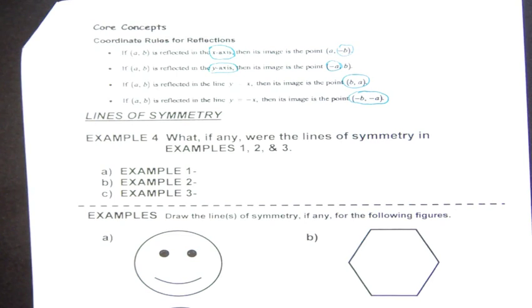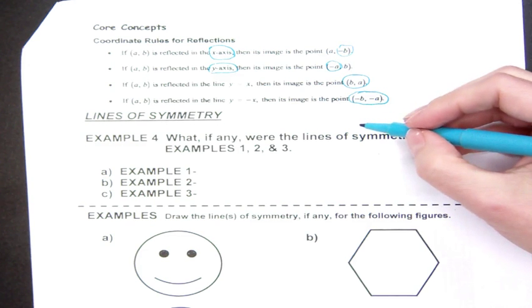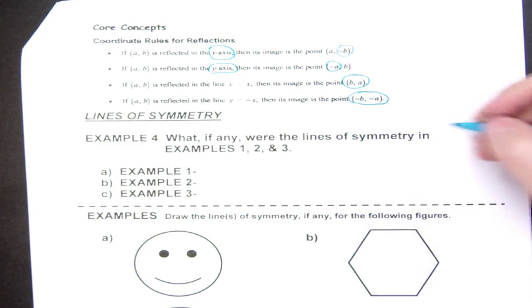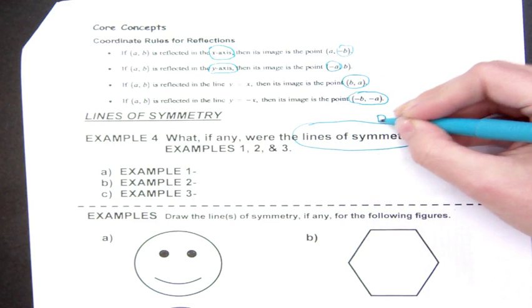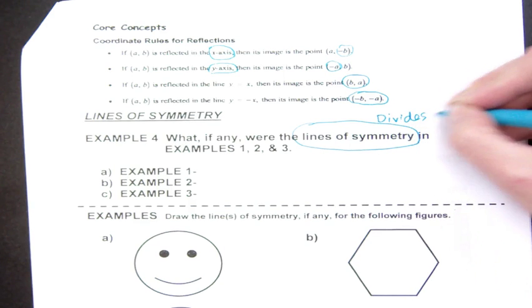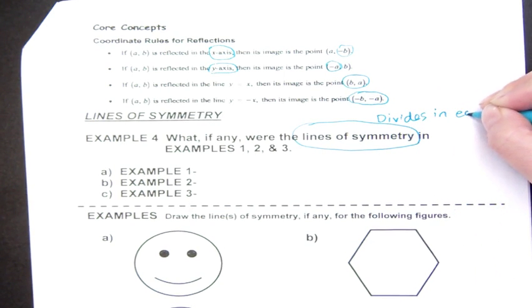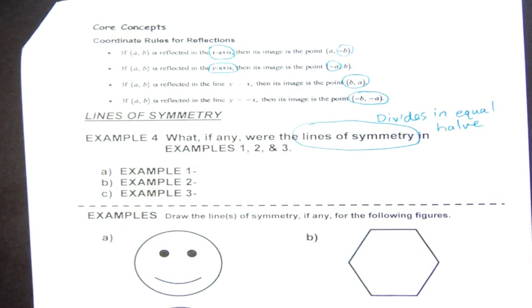Okay, who knows what a line of symmetry is? Is a line between. Yeah, so it just means it cuts it into equal halves, right? So line of symmetry, should we write that down? Yes, no? And so it's just going to be exactly the same. If you really know what it is, you don't have to write it down.